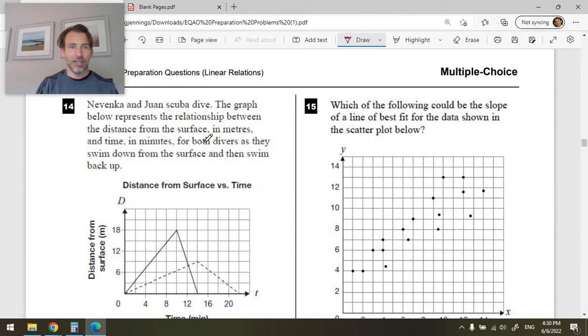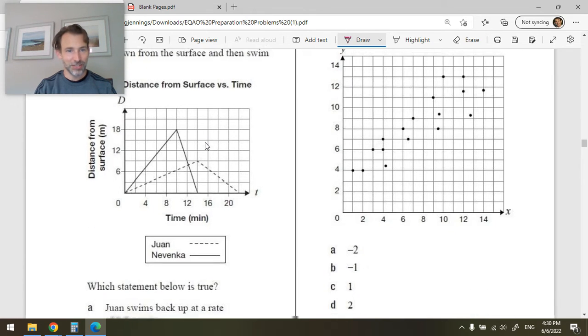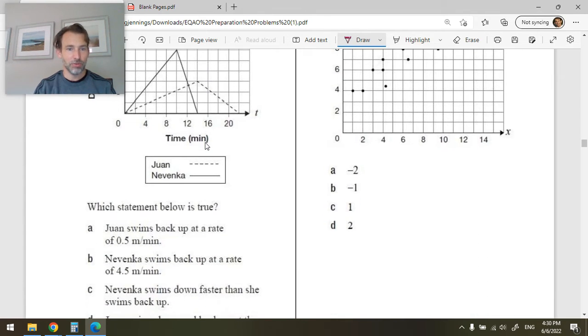14. Navenka and Juan scuba dive. Oh my god, this is a damn question from a test. Oh yes, this question from the test. So the graph represents what's going on as they swim back up and blah blah blah. Yeah, I don't create all the questions for your test. Some of them I steal. I stole this one from here.